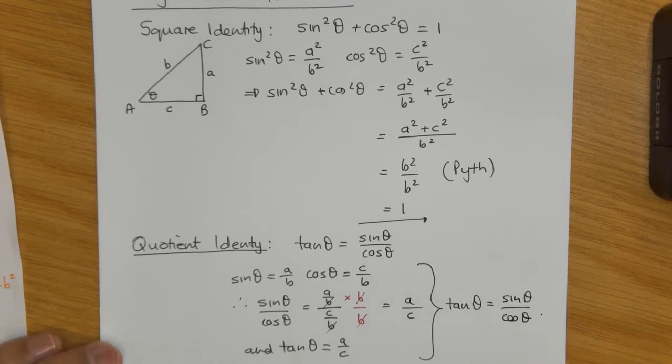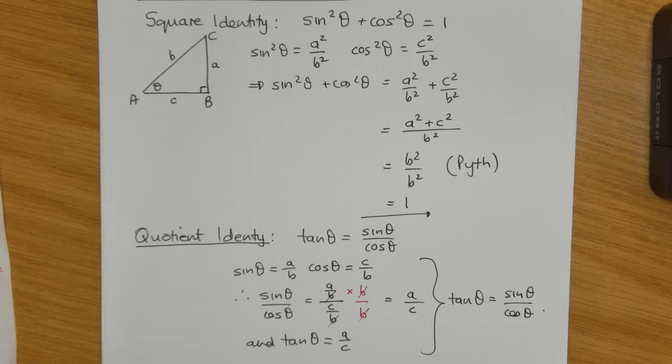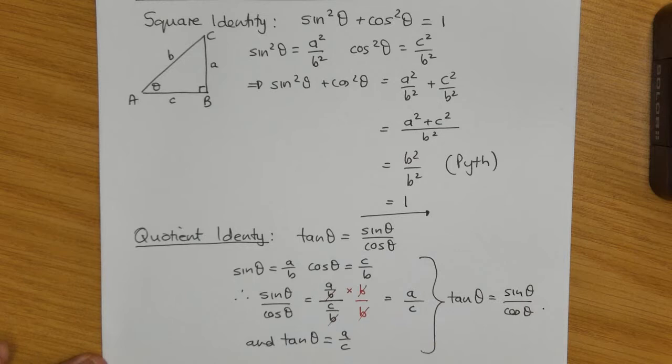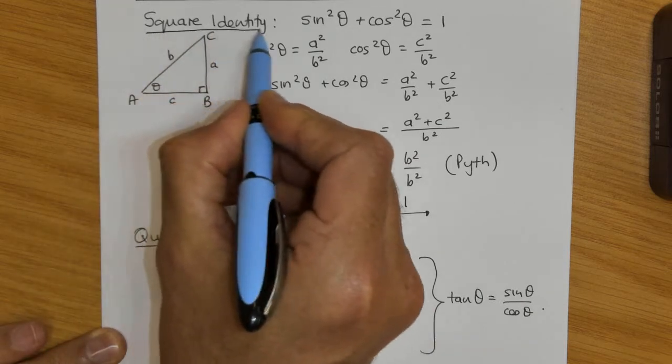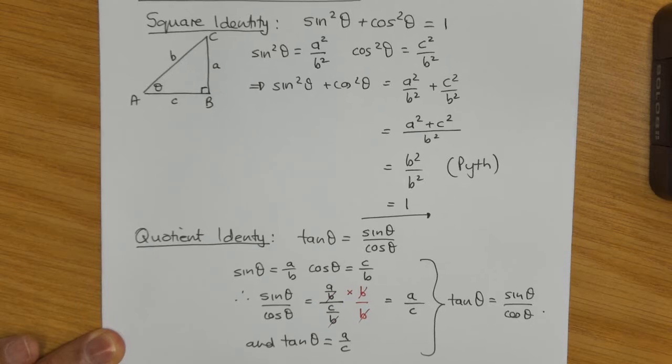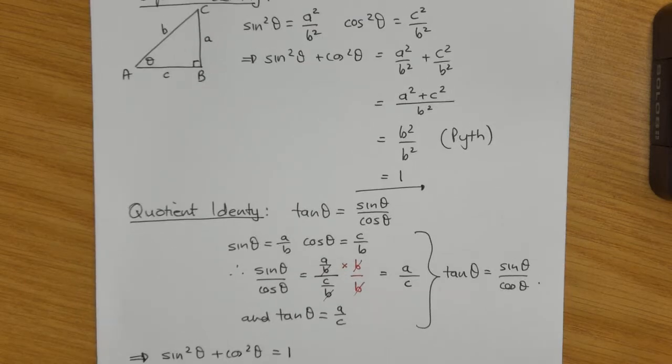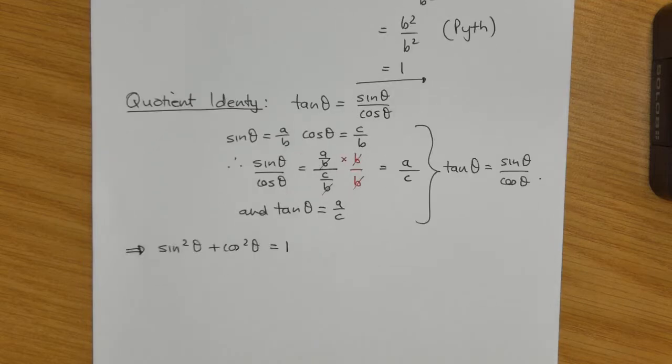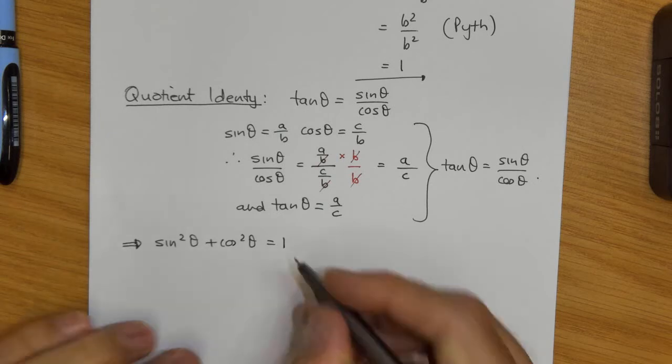Now, folks, you've got to know different variations of these two identities. First of all, the square identity, and then your quotient identity. So let's look at different variations. If we know that sine squared theta plus cos squared theta is indeed 1, then from that we can write down quite a few other forms of exactly the same thing.